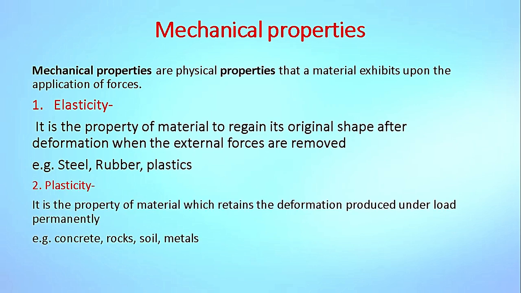The second property is plasticity. It is the property of a material which retains the deformation produced under load permanently. It means after application of load, the deformation in the body is permanent. Examples are concrete, rocks, soil, or metals.